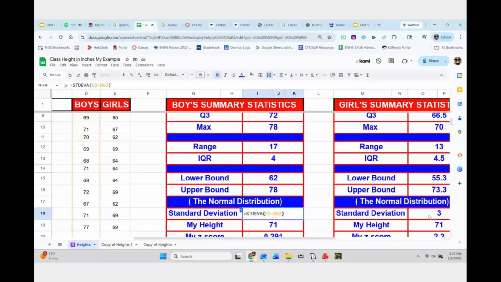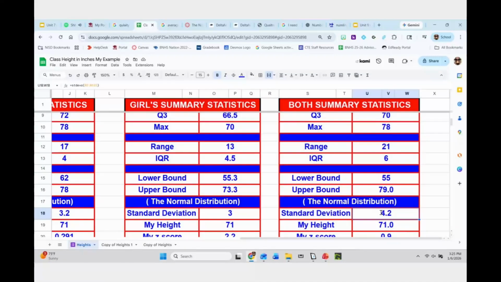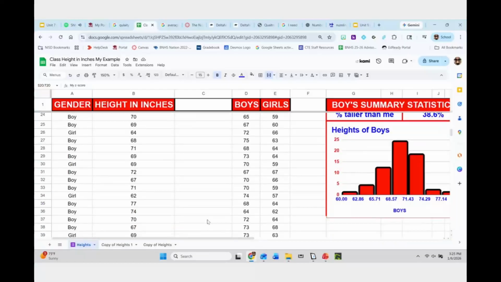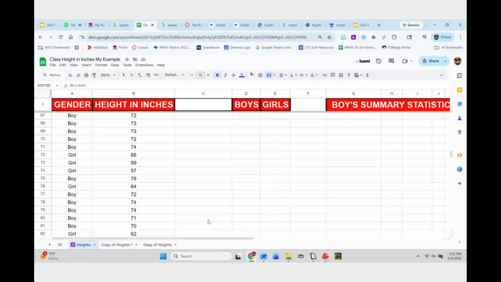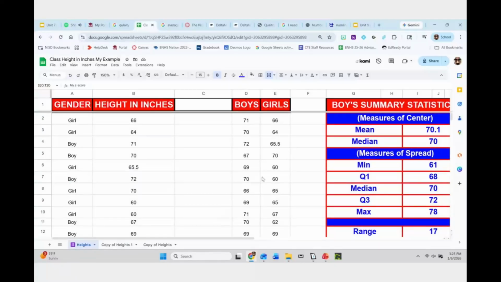This one should be the same thing, but it should be in column E. So whatever E2 through E whatever is for this one, E2 through E60, and then this one is looking at both boys and girls combined. So that's the B2 through B122. Now, it's not going to be the same, so don't just copy down what I said because we can have more than 122 entries or less. So make sure that you're doing this with your data set, not just copying down everything I say.